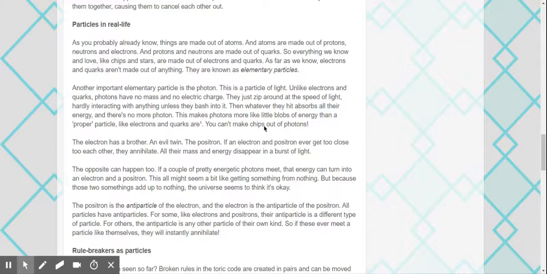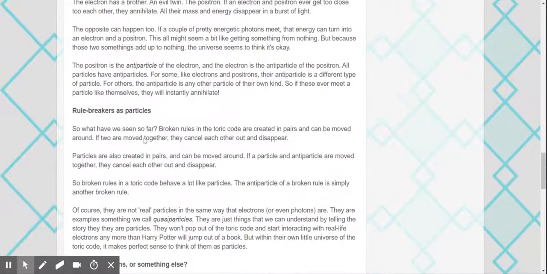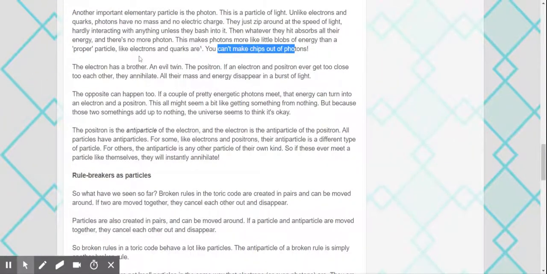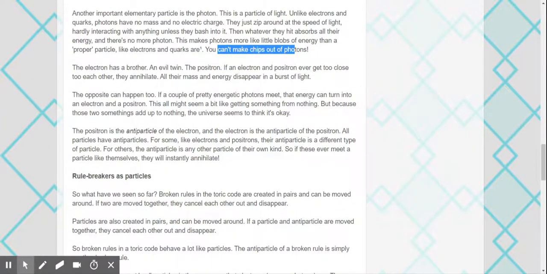Unlike electrons and quarks, photons have no mass and no electric charge. They just zip around at the speed of light, hardly interacting with anything, unless they bash into it. Then whatever they hit absorbs all their energy and there's no more photon. This makes photons more like little blobs of energy than a proper particle like electrons and quarks are. You can't make chips out of photons. The electron has a brother, an evil twin, the positron.